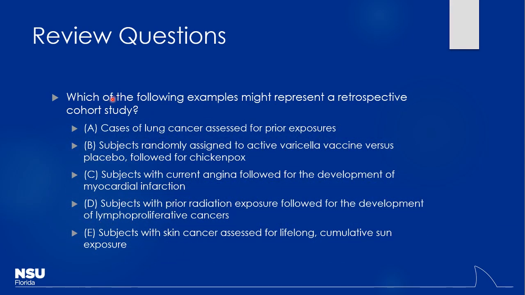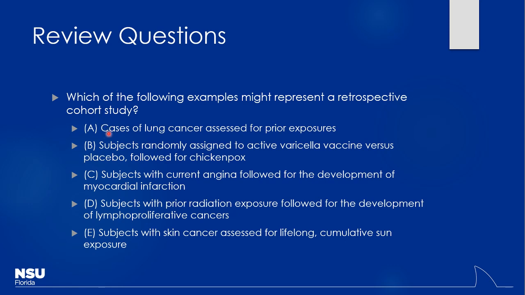Which of the following examples might represent a retrospective cohort study? A: cases of lung cancer assessed for prior exposures. B: subjects randomly assigned to active varicella vaccine versus placebo, and we look to who gets chickenpox. C: subjects with current angina followed for the development of myocardial infarction. D: subjects with prior radiation exposure followed for the development of lymphoproliferative cancers. E: subjects with skin cancer assessed for lifelong cumulative sun exposure. One of these would be a retrospective cohort study.